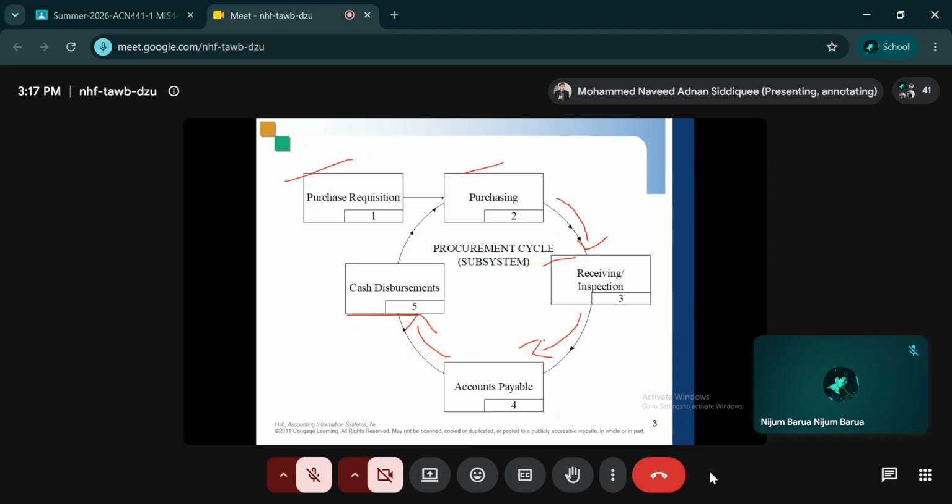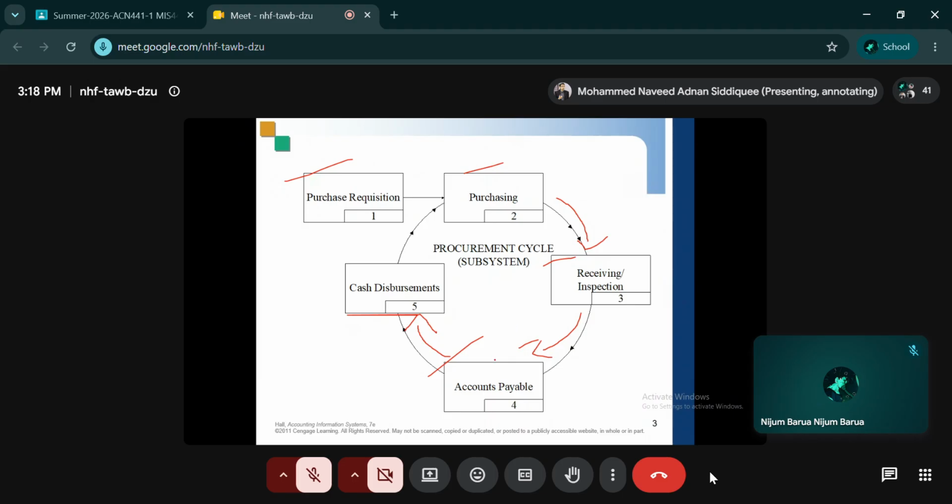If we are using the periodic system, that is the purchase debit. If we are using the perpetual system, inventory debit, accounts payable credit, right? So for example, for companies like Shopno, Meena Bazar, they purchase inventory, they keep the inventory in the warehouse, and then they sell the inventory. For these merchandising operations, the journal entry is inventory debit, accounts payable credit. So this is the recording of the liability.